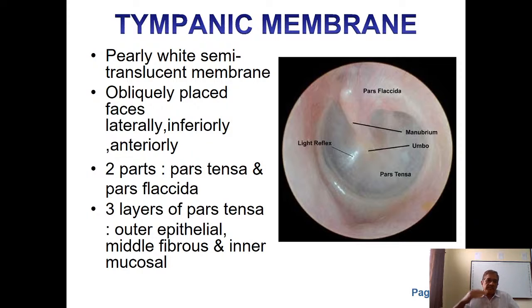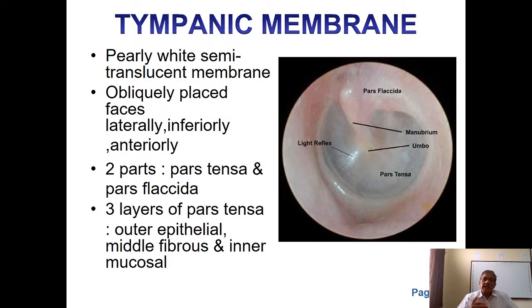And the other part is the pars flaccida, which is above the anterior and posterior malleolar folds. The pars flaccida, the fibrous component of the tympanic membrane. As you know, the tympanic membrane has three layers: the outer skin layer, the squamous layer, the middle fibrous layer, and the inner layer.